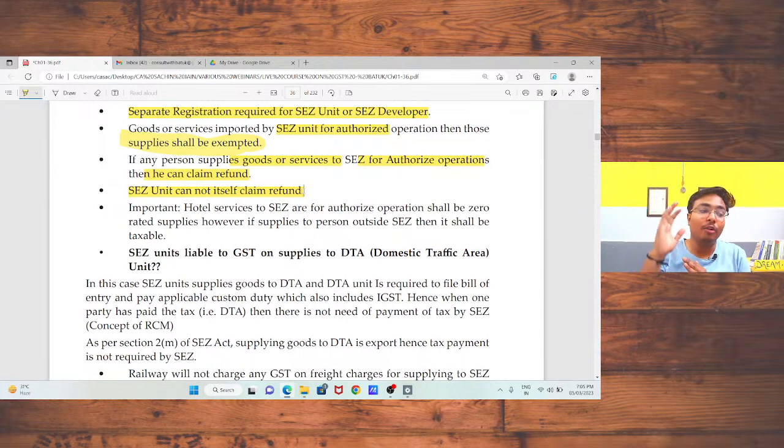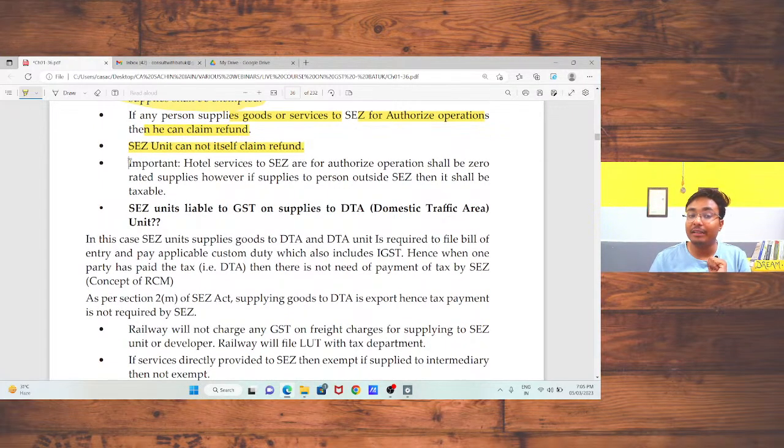If I am talking from a logic point of view, in that case also, how can an SEZ unit claim the refund? An SEZ unit is not going to pay any type of tax, because all the supplies are exempted supplies. Hence, it is not eligible. An SEZ unit is not eligible for any type of refund.